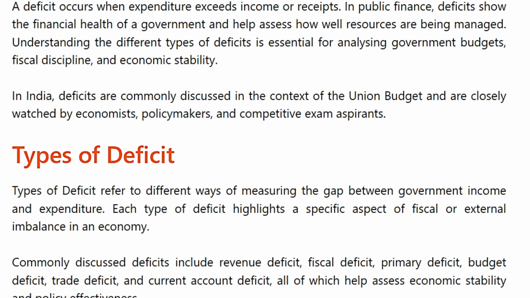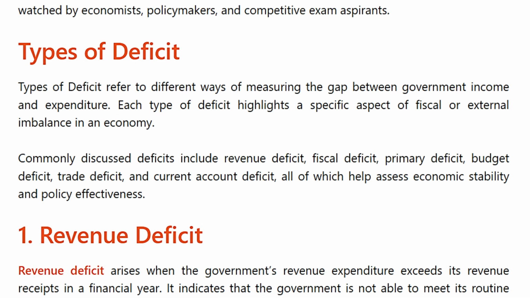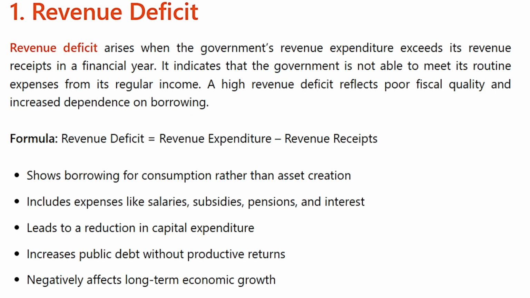Commonly discussed deficits include revenue deficit, fiscal deficit, primary deficit, budget deficit, trade deficit, and current account deficit, all of which help assess economic stability and policy effectiveness. Revenue deficit. Revenue deficit arises when the government's revenue expenditure exceeds its revenue receipt in a financial year. It indicates that the government is not able to meet its routine expenses from its regular income. A high revenue deficit reflects poor fiscal quality and increased dependence on borrowing.